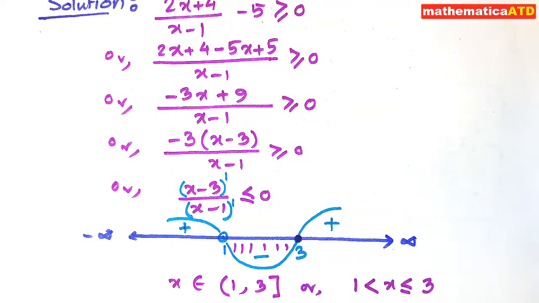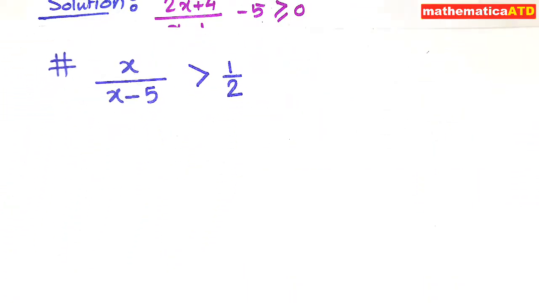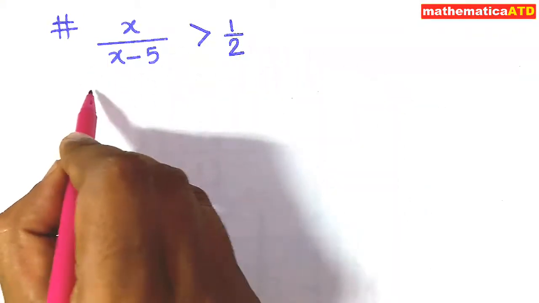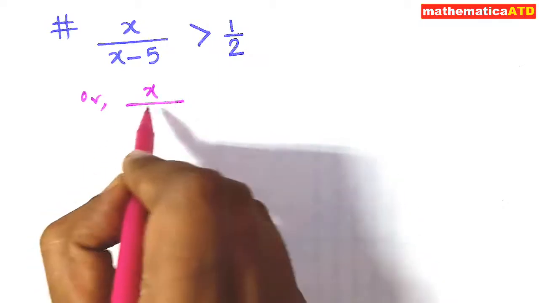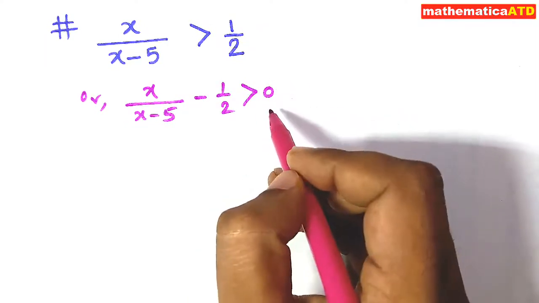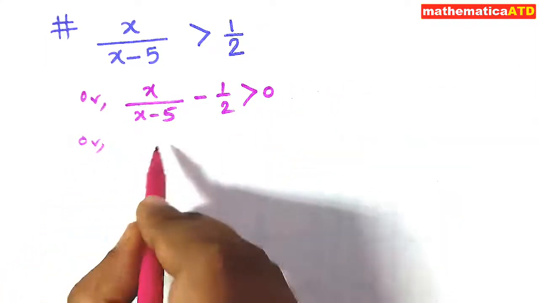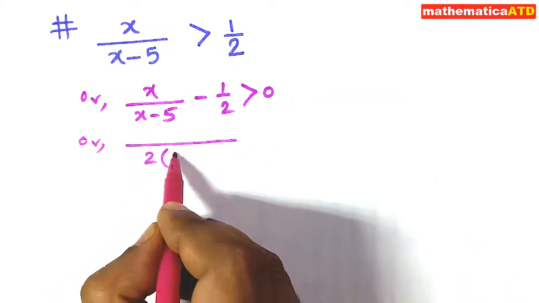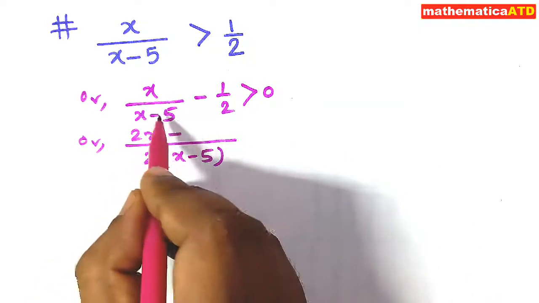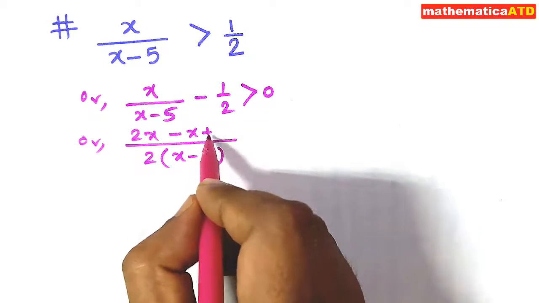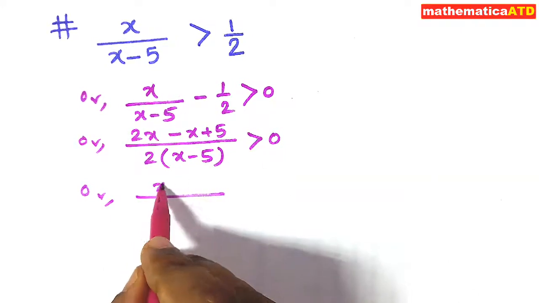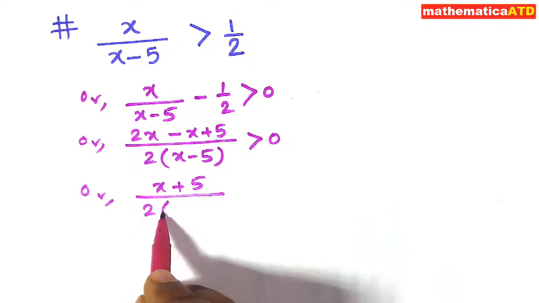Friends, our second example is this one. x/(x - 5) > 1/2. Or we can write here x/(x - 5) - 1/2 > 0. We have to make the right side always 0. We take the LCM here. The LCM is 2(x - 5). So the numerator becomes 2x - (x - 5), that is x + 5, which is > 0, or 2x - x, that means x + 5 divided by 2(x - 5).